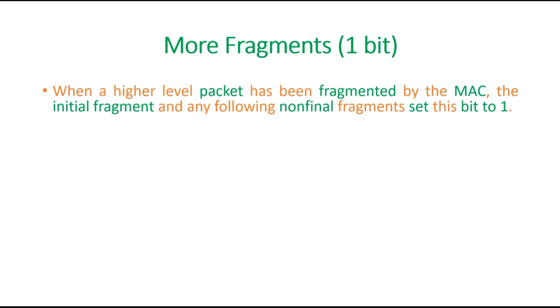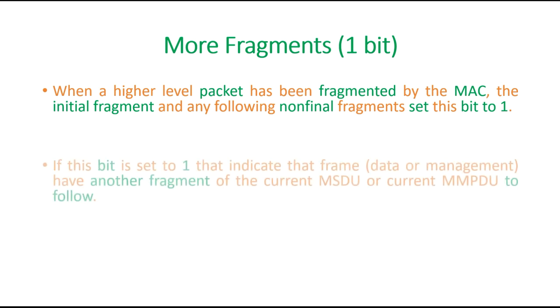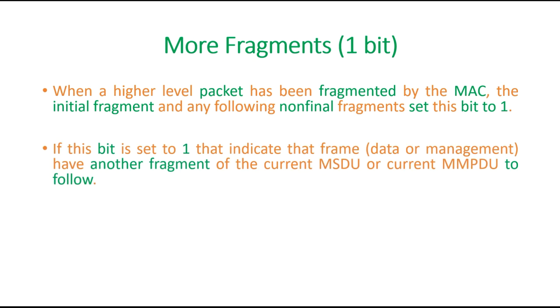More fragments. This is of 1-bit size again. When a high-level packet has been fragmented by the MAC, the initial fragment and any of the following non-final fragments have to set it to 1. Let's say there are 10 packets. From the first up to the 9th packet, the more fragments bit has to be set to 1. If this bit is set to 1, that indicates that for this frame, which is a data or management frame, another fragment of the current MSDU or current MMPDU is to follow. So it means that there is some other frame following the first frame.